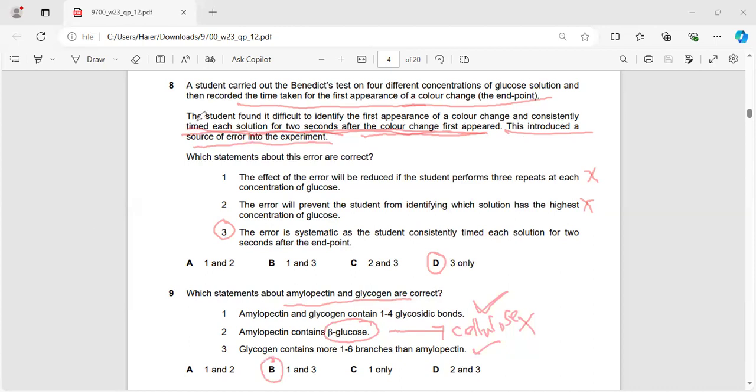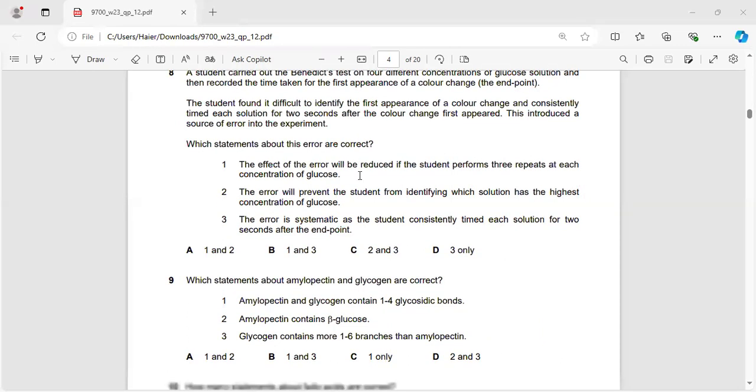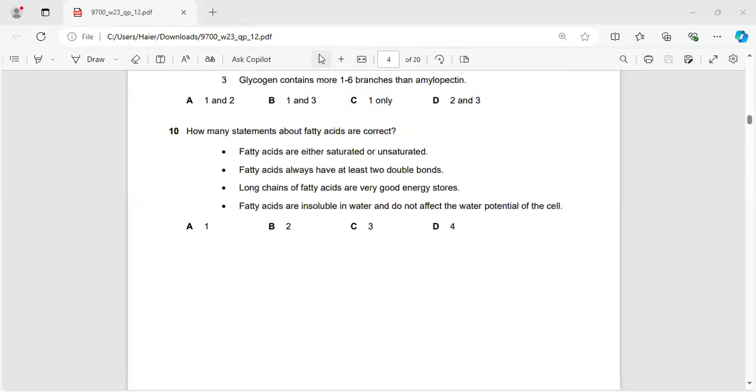Question number 10. And what is question number 10? How many statements about fatty acids are correct? Fatty acids are either saturated or unsaturated. Yes. Fatty acids always have at least two double bonds. No, not all fatty acids have two double bonds. So this statement is not correct.